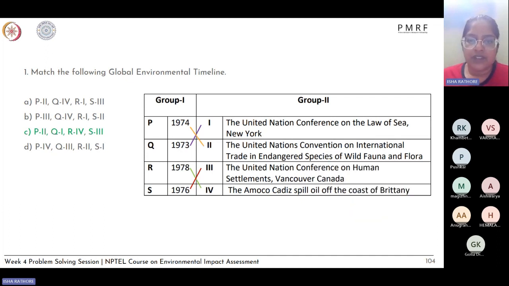In 1974, we have the United Nations Convention on International Trade in Endangered Species of Wild Fauna and Flora, which is known as CITES. Then in 1973, we had the United Nations Conference on the Law of Sea in New York. 1978 was the year in which the Amoco Cadiz oil spill happened in Brittany. And 1974 was the United Nations Conference on Human Settlements in Vancouver, Canada. So C, that is P matches with 2, Q matches with 1, R matches with 4, and S matches with 3, is the correct answer.